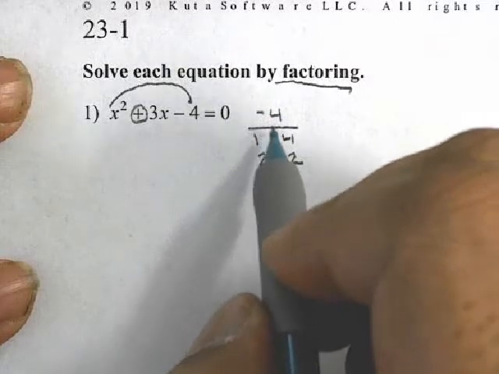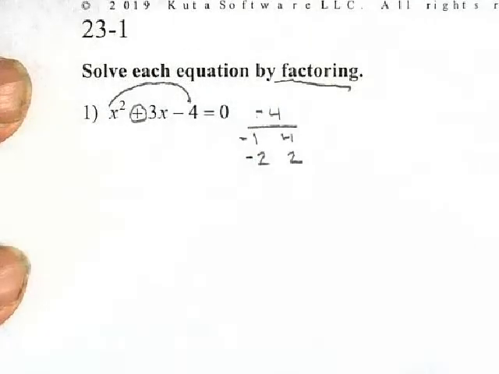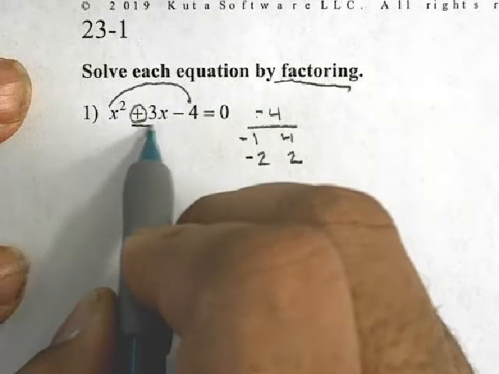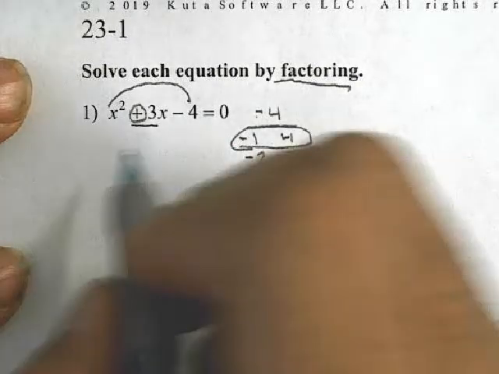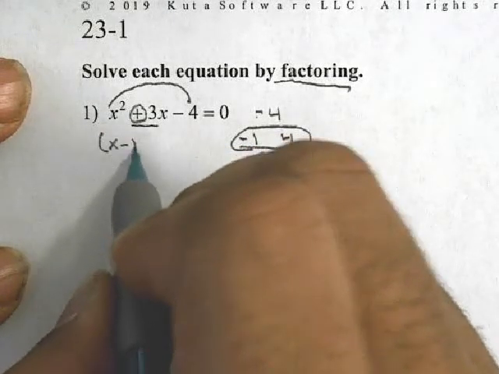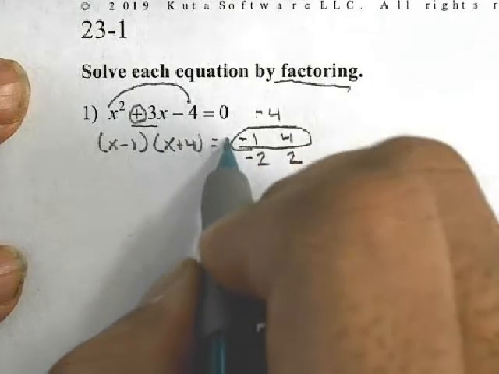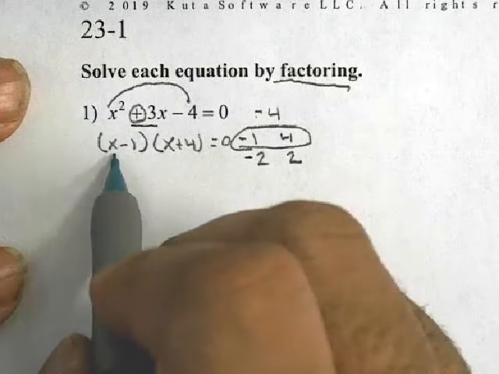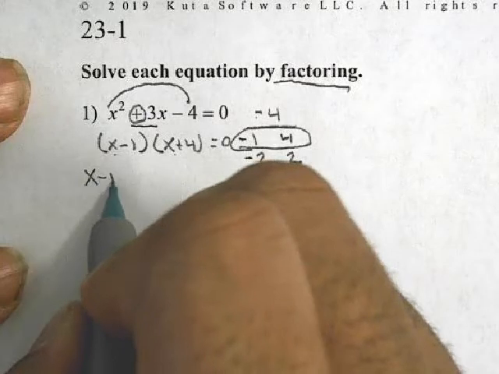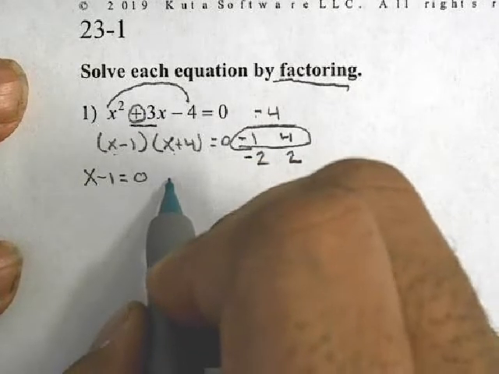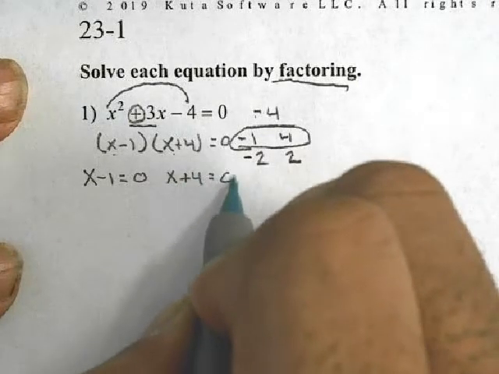Now, that's negative 4, so we have to change these to negative. Now, find the two factors that add up to 3. That's negative 1 and 4. Should have circled those. So you get x minus 1 times x plus 4 is equal to 0. Now, set both factors equal to 0. So you have x minus 1 equals 0 and x plus 4 is equal to 0.